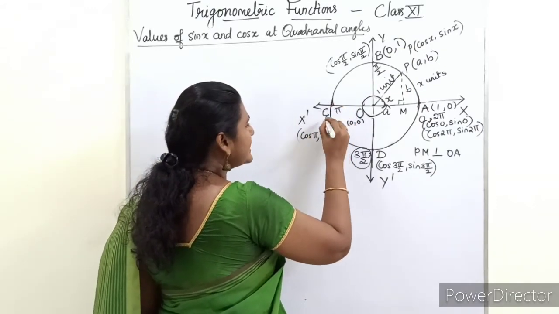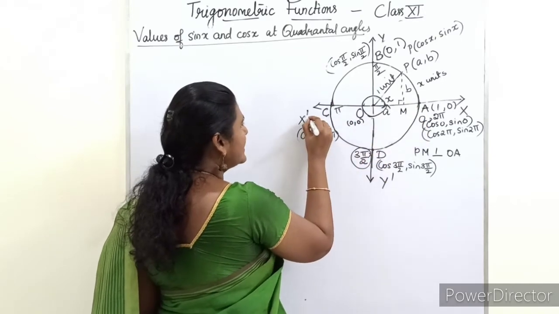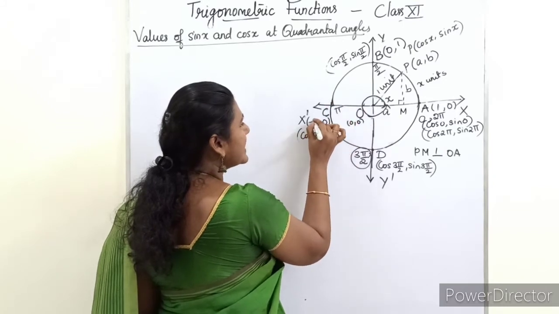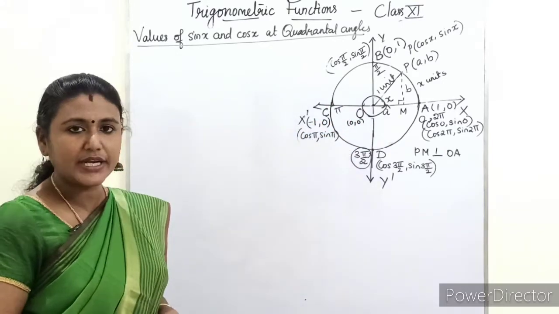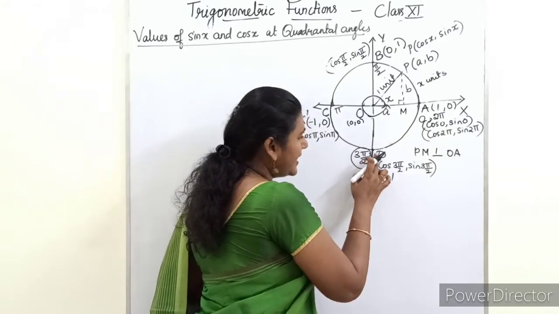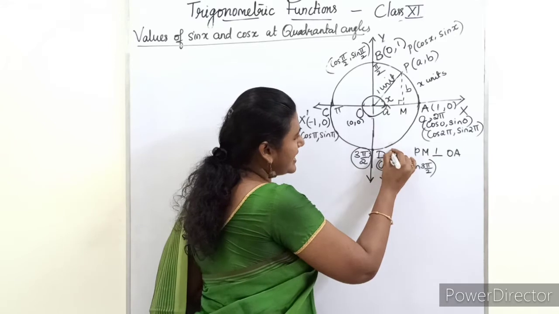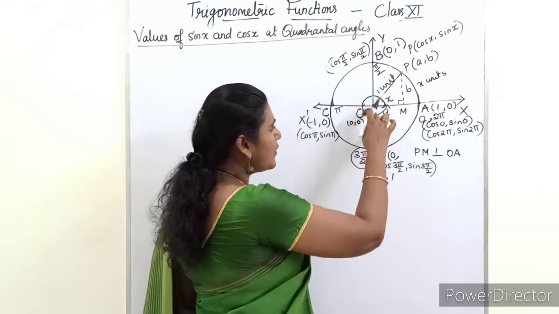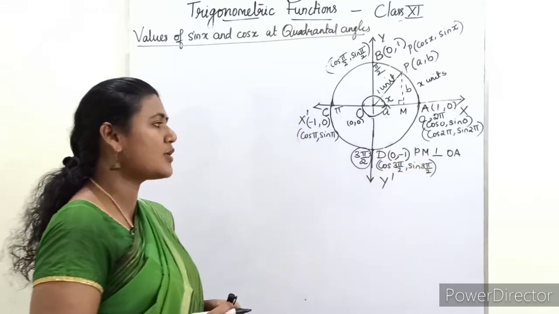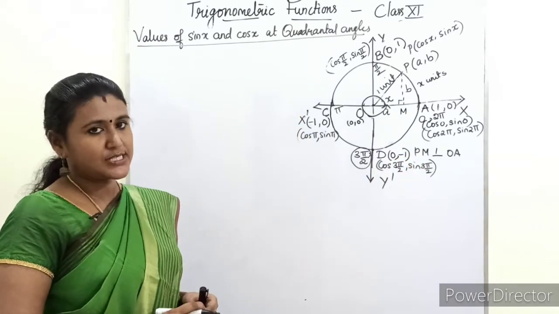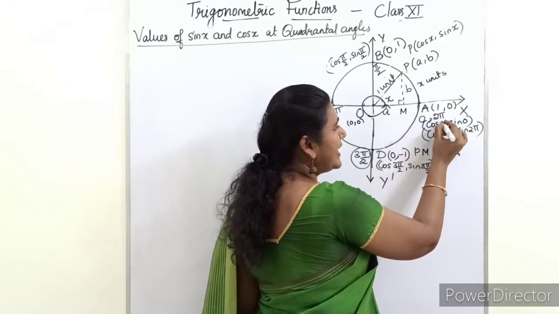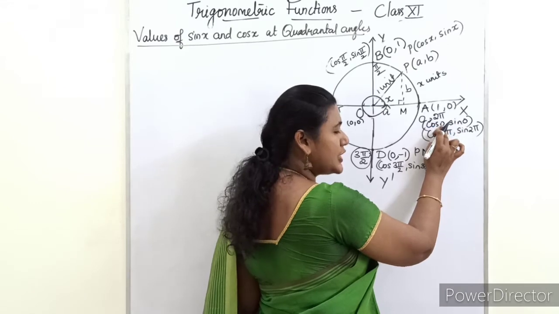So this point C is also on the x axis, so its y coordinate will be 0, and the x coordinate is in the negative direction of the x axis, so the coordinate of C is minus 1 comma 0. Now the point D is on the y axis, so its x coordinate will be 0 and it is in the negative direction of the y axis, so the coordinate of D is 0 comma minus 1.